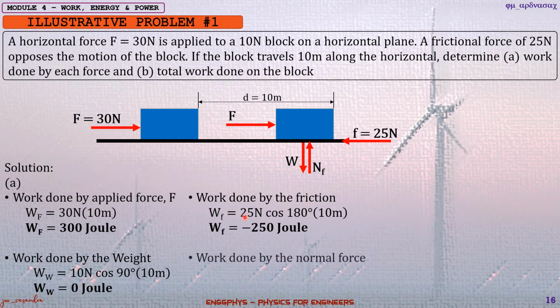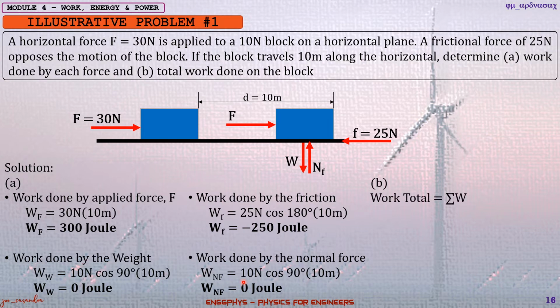Okay? And lastly, we have the work done by the normal force. That is 10 newtons times cosine 90 times 10 meters, which is also equal to 0 joules, since the normal force is also perpendicular to the direction of the displacement. So this is for letter A, the work done by the individual forces. So let's move to letter B.